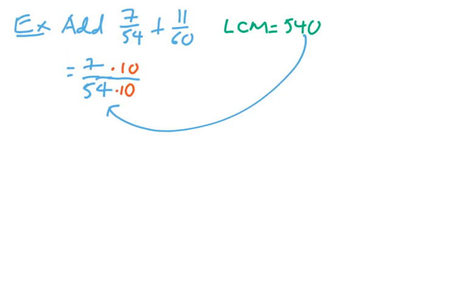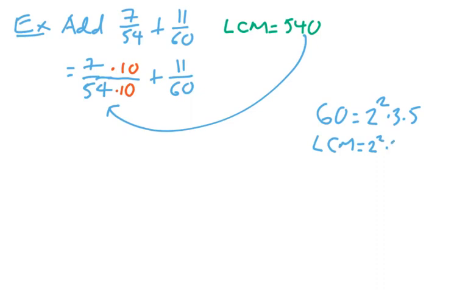The 60 might be obvious, but it might not be. So let me talk about that a little bit more carefully. To look at this, I could go back a screen, but I'd rather just recopy it here. I want to remember that the 60 is 2 squared times 3 times 5, and the least common multiple before you do all the work is 2 squared times 3 cubed times 5.